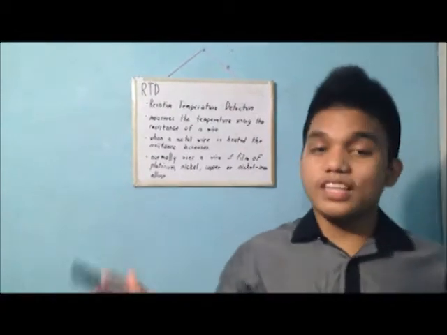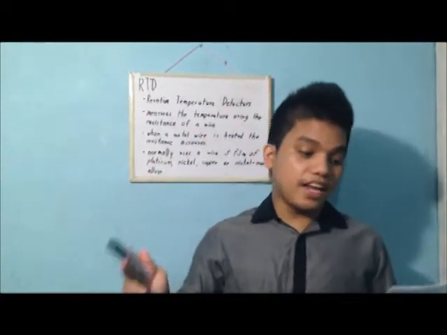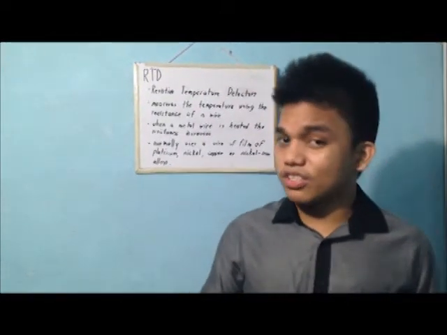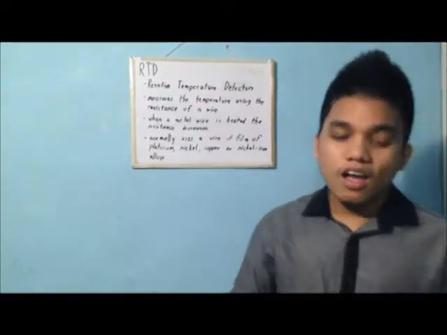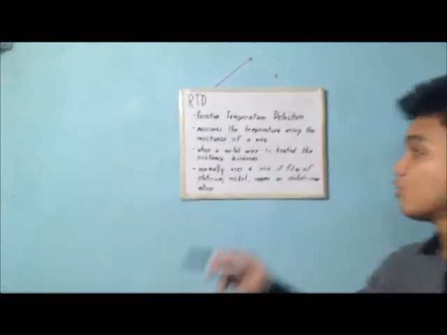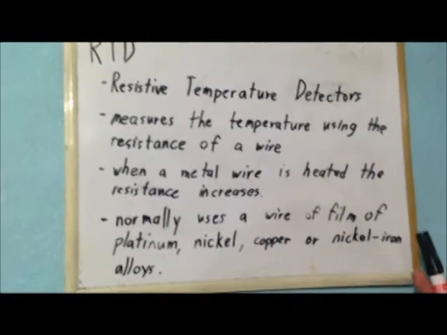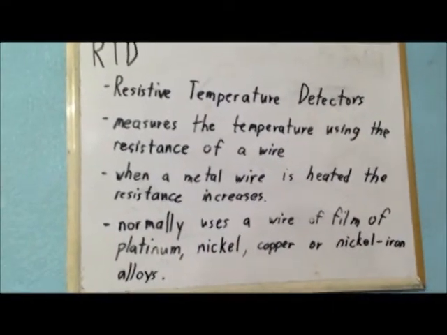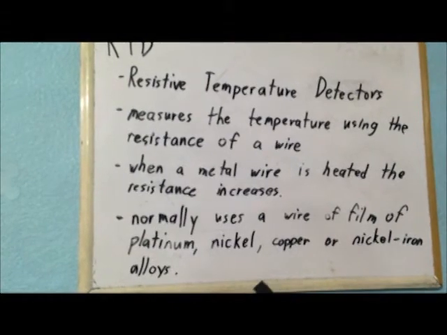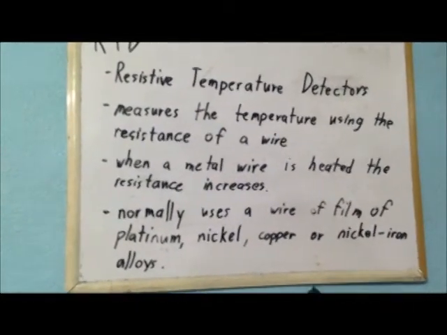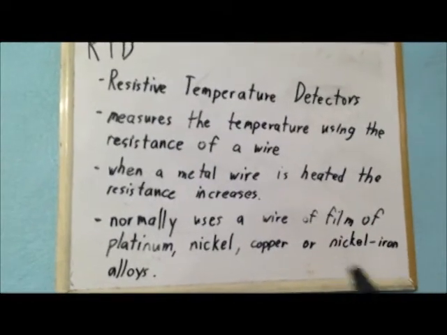An RTD utilizes the relationship between electrical resistance and temperature, which may be either linear or non-linear. RTDs are sensors used to measure temperature using the resistance of a wire. When a metal wire is heated, the resistance increases. An RTD normally uses a wire or film of platinum, nickel, copper, or nickel-iron alloys.